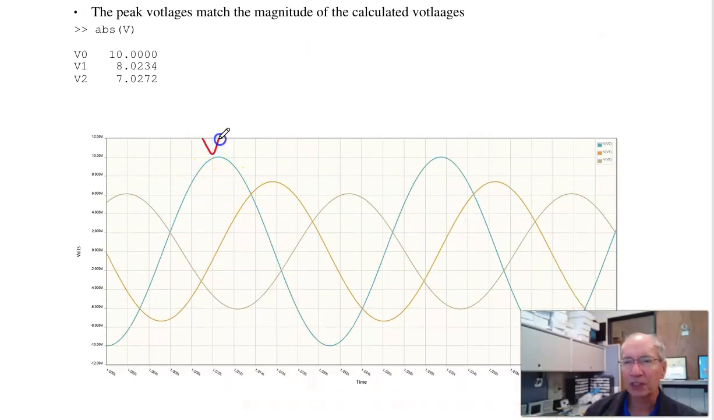So this is your V0. Here's V1, V2. Polar form is easier to see. In polar form, the peak is the amplitude. So find the magnitude of V that matches up. That's 10 volts, 8 volts, 7.02 volts. There's also a delay, phase shift. That's the other part of the complex number. But if the amplitude matches up, you probably did it right.